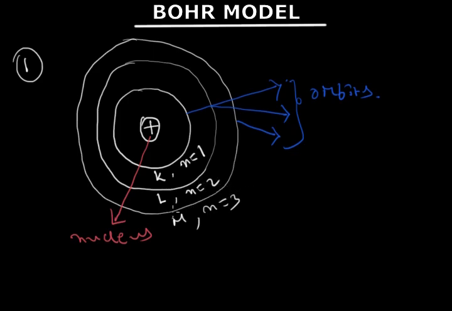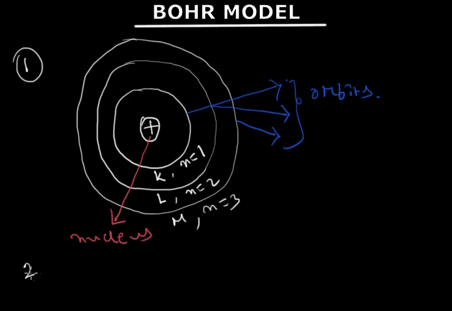This is the first point, or first part, of Bohr's model. I repeat, an electron cannot revolve around the nucleus in any chosen orbit. Only some orbits are selected where an electron can revolve. These orbits are called Bohr's stationary electronic orbits. And what is the meaning of a stationary orbit? Let us discuss it in the second point.